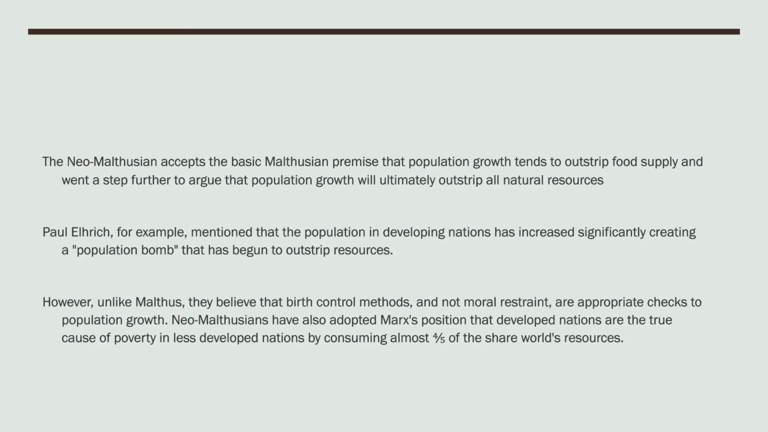So you get to see that the neo-Malthusians are far more open, far more imaginative, because they understand that, listen, birth control methods, and not moral restraint, are actually effective. Remember, Malthus based his theory on moral restraint because of his religious affiliations. Well, the neo-Malthusians are not looking at that, they're looking for the betterment of the world. So they're going to actually accept birth control methods, right? You see where they adopted Marx's position that developed nations are the true cause of poverty in less developed nations.